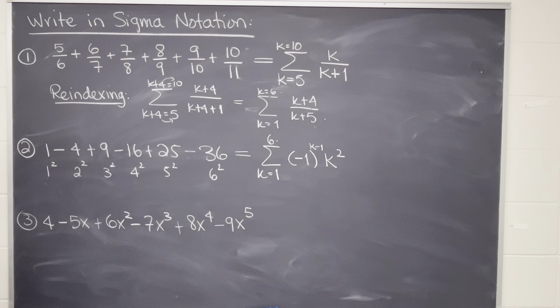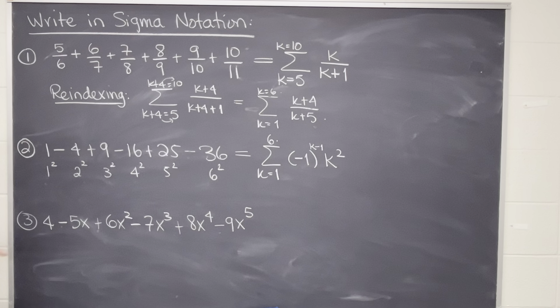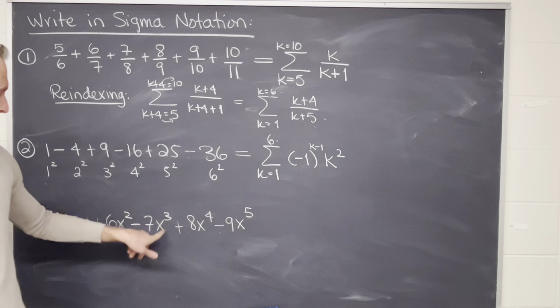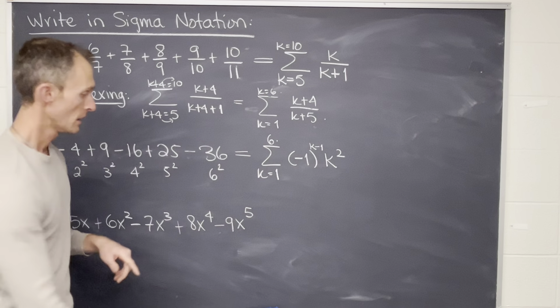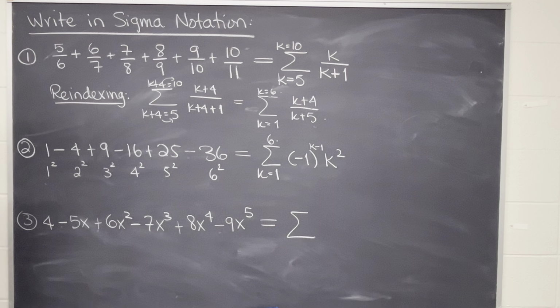Let's see if we can try and find a pattern with this. So I notice again I have alternating signs. So negative, positive, positive, negative, all that. Let's see, I have 4, 5, 6, 7, 8, 9. Okay, so that's just going up by 1s. And I have x to the 0, x to the 1, x to the 2, x to the 3, x to the 4, x to the 5. So those are the things that are going to inform how to write this in sigma notation.